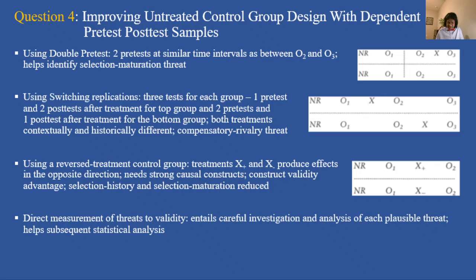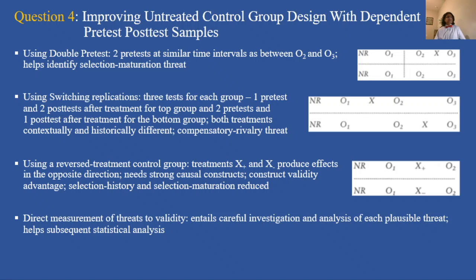Selection maturation threat can be assessed assuming that changes between O1 and O2 will continue between O2 and O3, especially in the case of the control variable. Although not perfect, it can help identify any regression effect between O1 and O2.